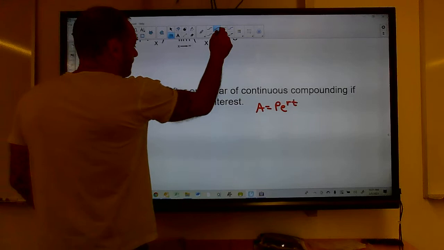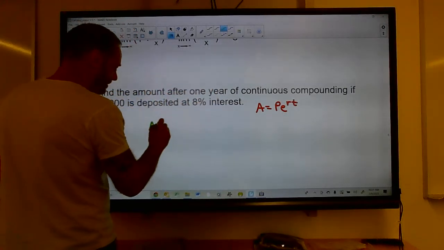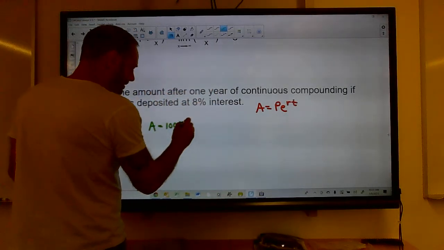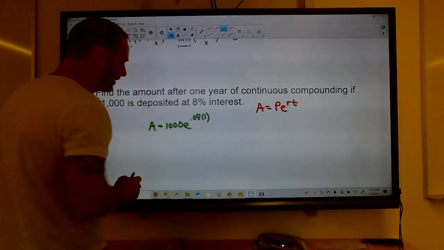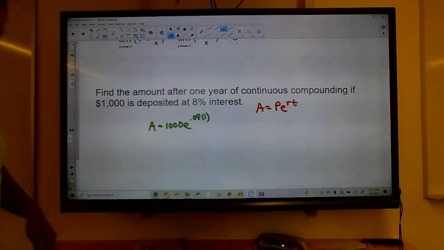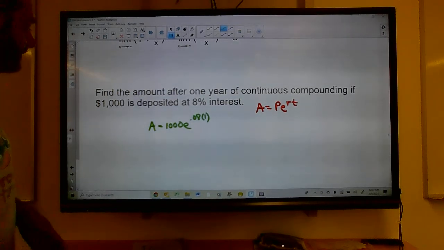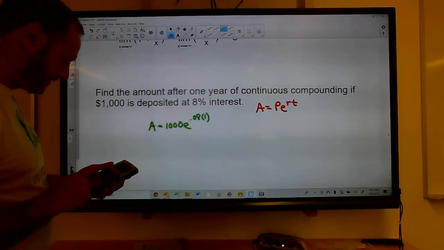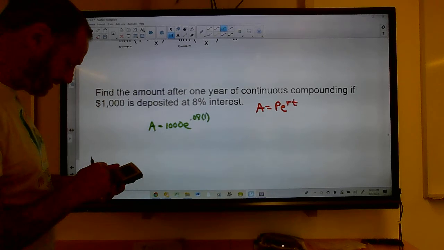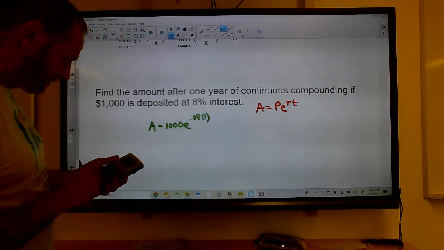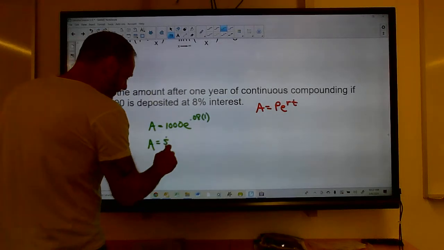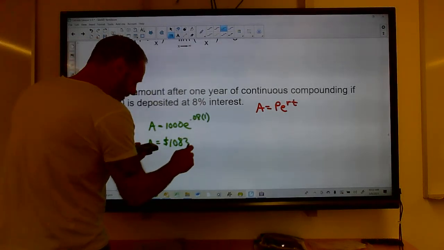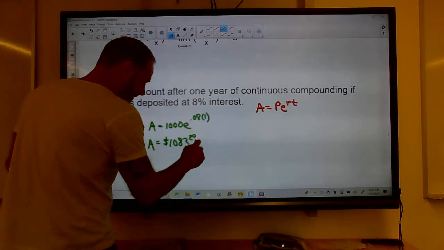So if we want to find the amount of $1,000 at 8% interest for 1 year, compounded continuously, there's my problem. Got it all set up. 1,000 times e to the 0.08 power means that I'm going to have $1,083.29.